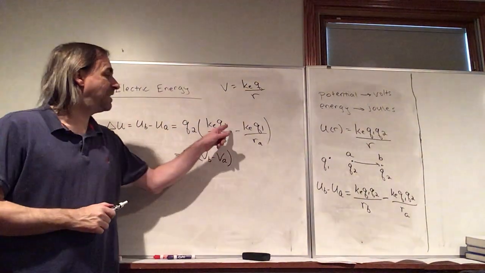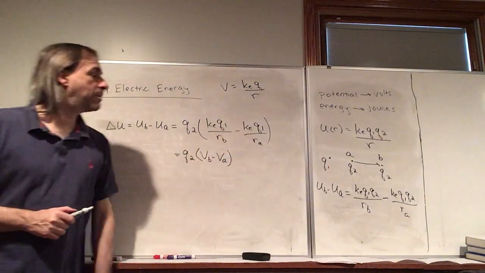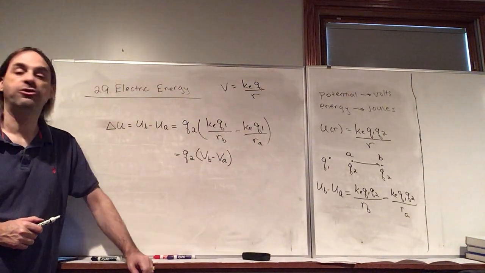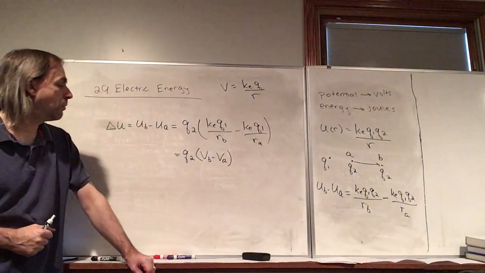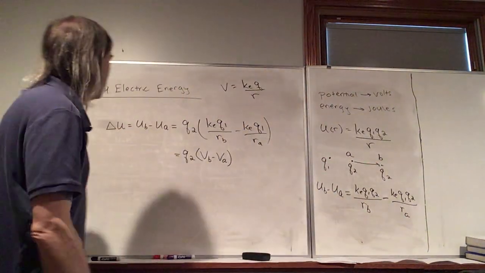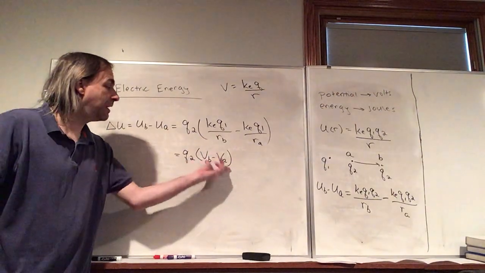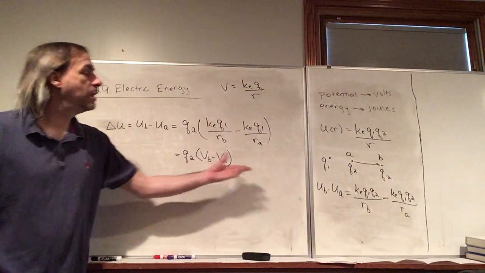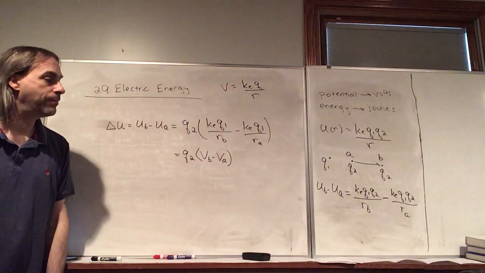And this is the potential due to charge 1 at position B. That's the potential due to charge 1 at position A. And so we're seeing that in this particular case, if we move Q2 around, the change in potential energy is that charge times the change in potential due to this external field created by Q1.